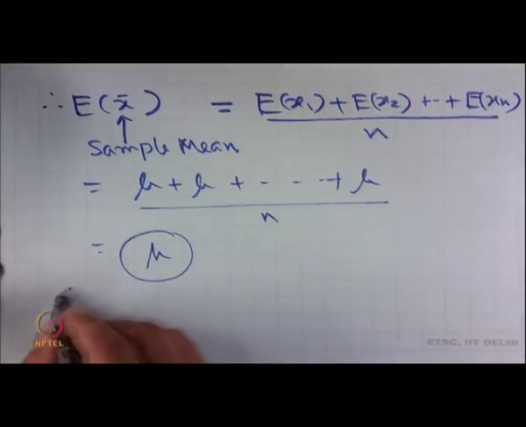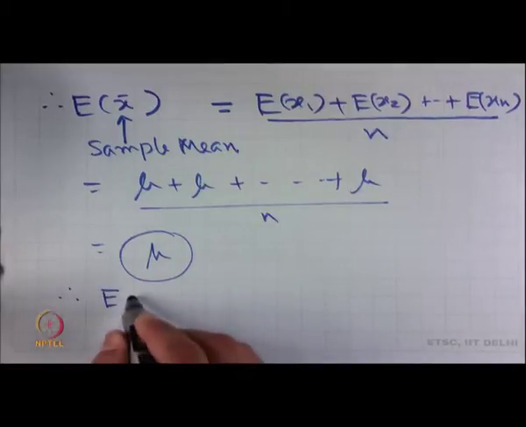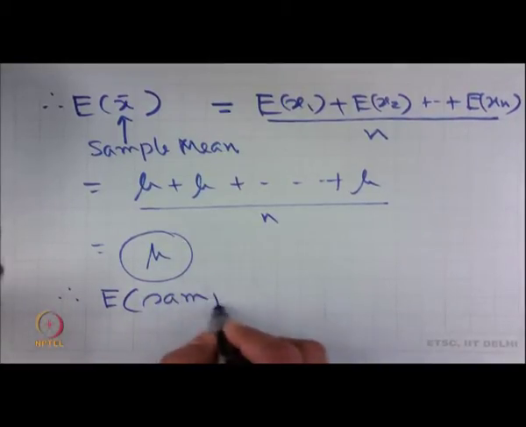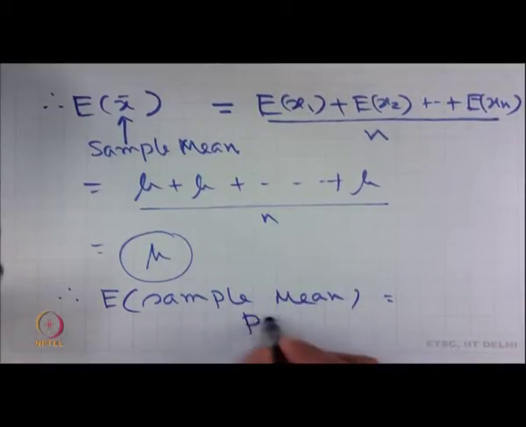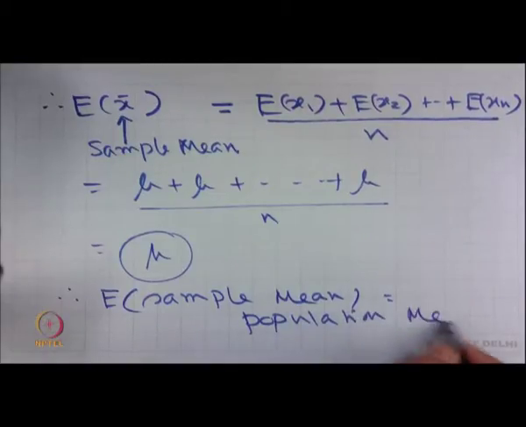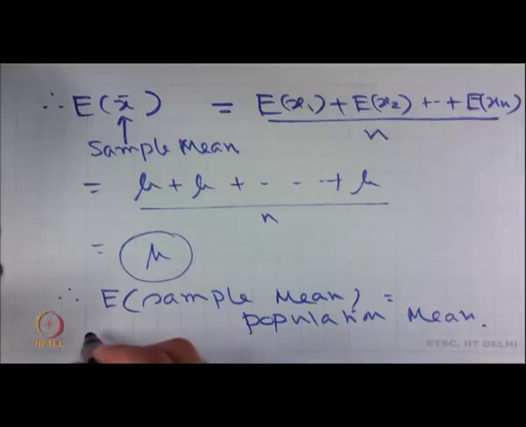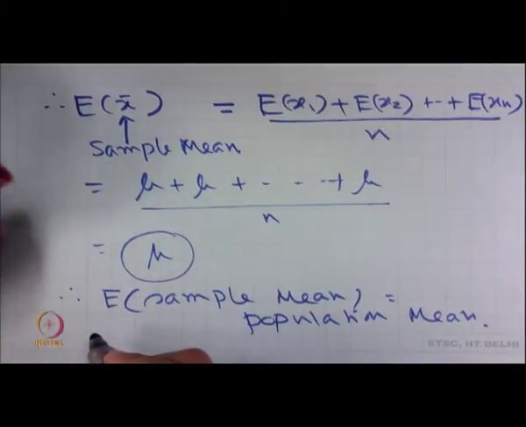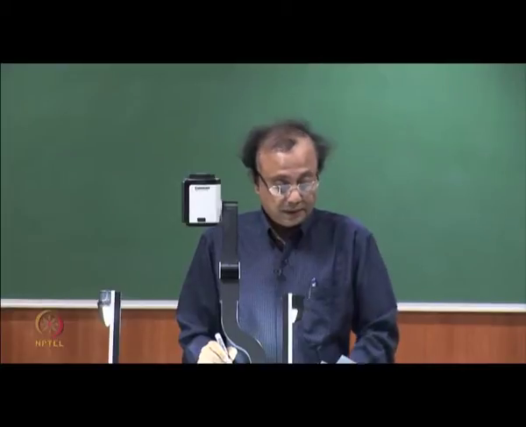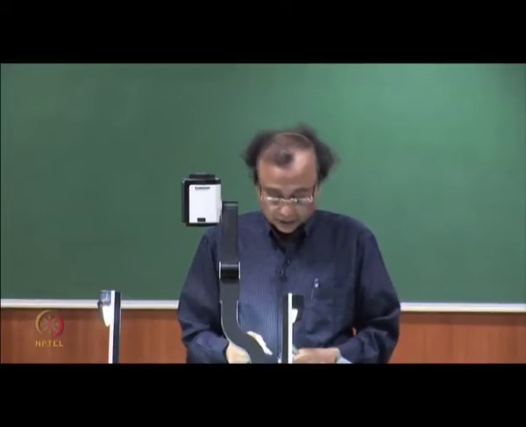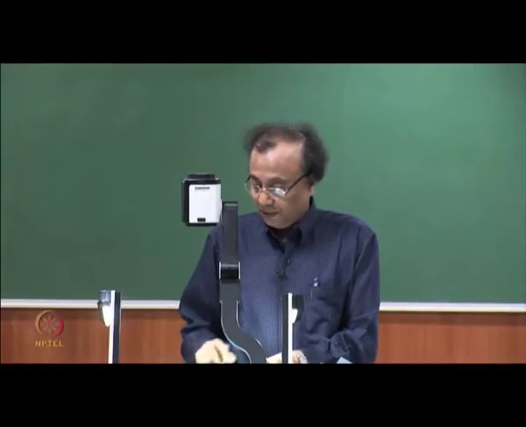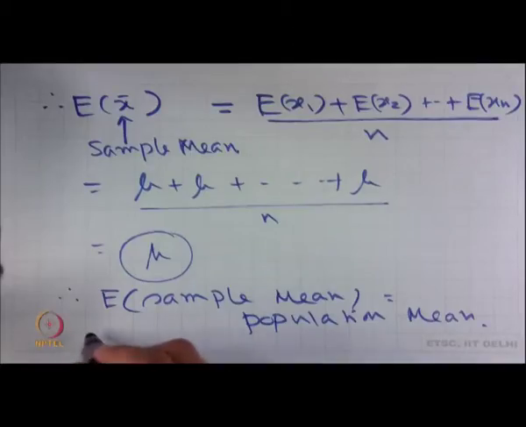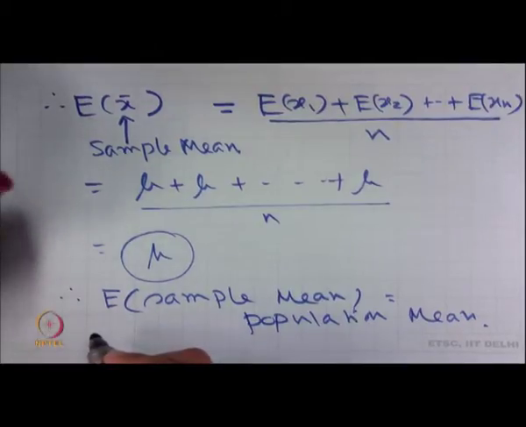Therefore, the expected value of the sample mean is equal to the population mean. Okay. Thus, we can see that the sample mean can be used to estimate the population mean.